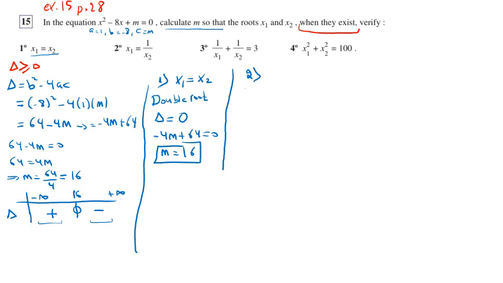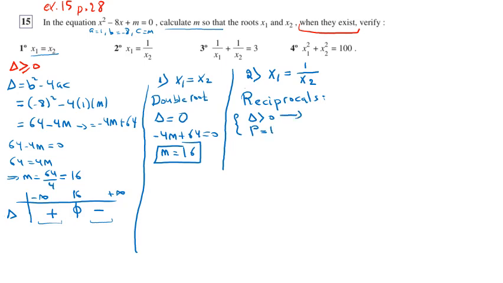Second part, we have x1 equal 1 over x2. 1 over x2, then it means that the roots are reciprocals. So we will have two conditions: delta should be positive, and the product is equal to 1.